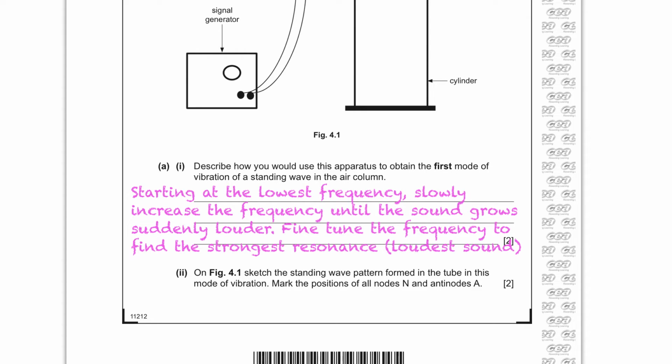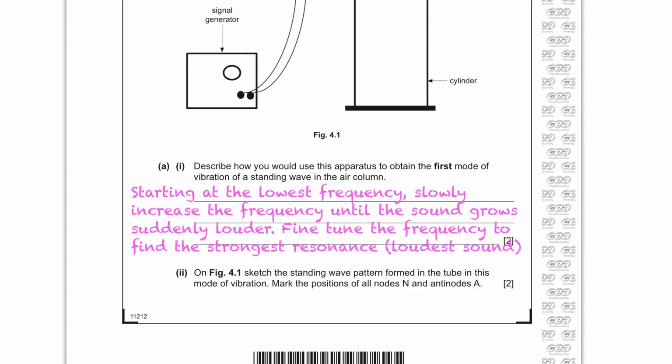You must start at the zero. If you don't start at the zero, you could miss the first mode and find some other mode. So you must start at the zero. And then when it goes loud, you adjust until you can make it the loudest you can perceive. And that's you set.